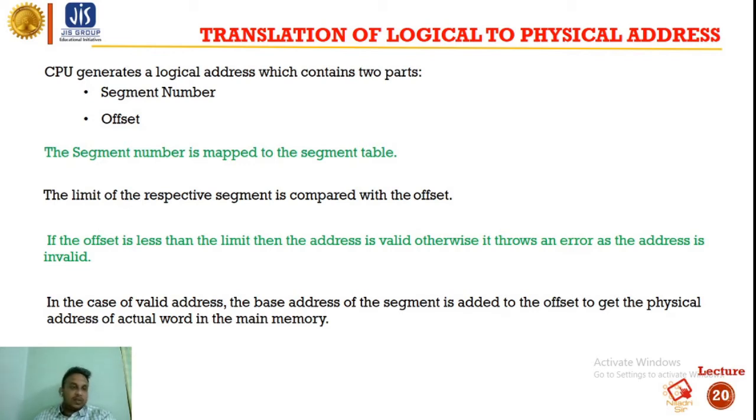Here you can see that the CPU generates a logical address which contains two parts, the segment number and the offset. The segment number is mapped to the segment table, where the limit of the respective segment is compared with the offset. If the offset is less than the limit, the address is valid; otherwise an error occurs as the address is invalid. In the case of a valid address, the base address of the segment is added to the offset to get the physical address of the actual word in main memory.